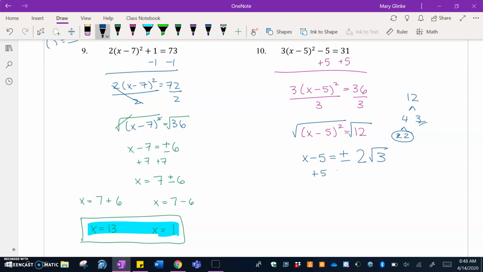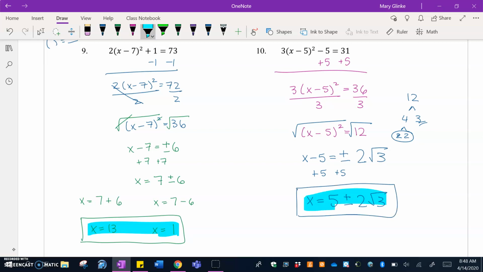Then we're going to move over the 5 to the other side, and so we get 5 plus and minus 2 root 3. Those cannot be combined because we have a rational and an irrational. So our final answer for this one is x equals 5 plus and minus 2 root 3.